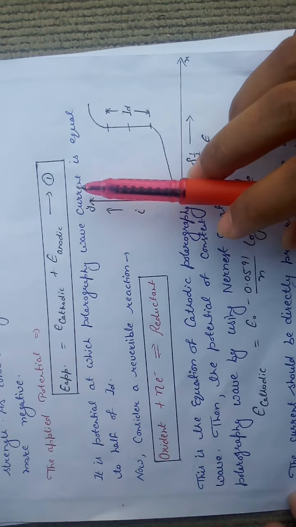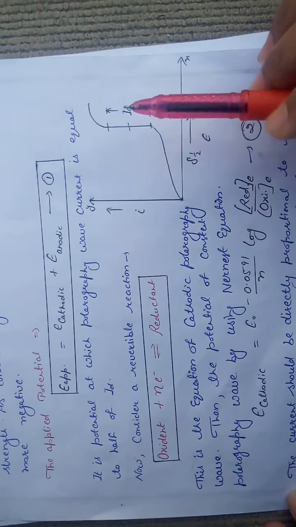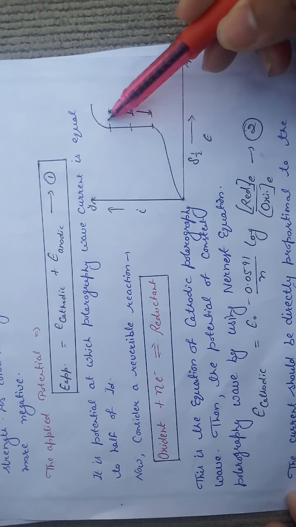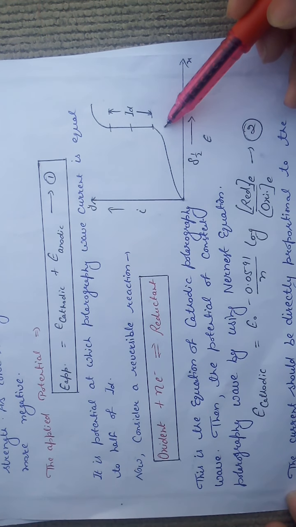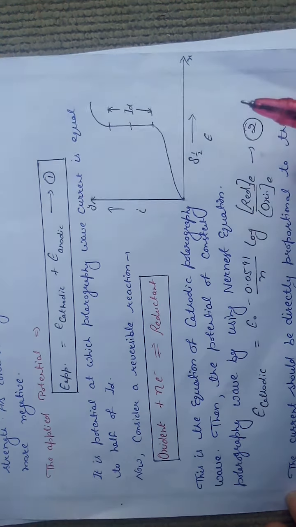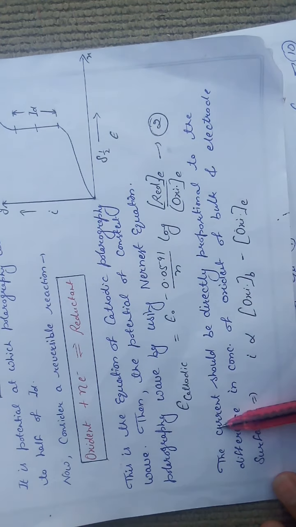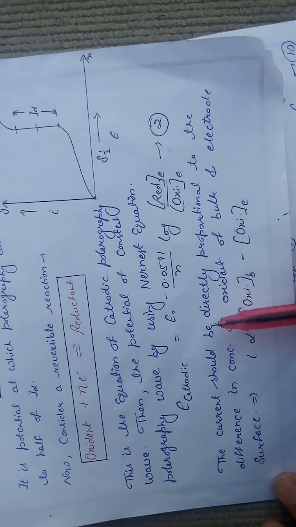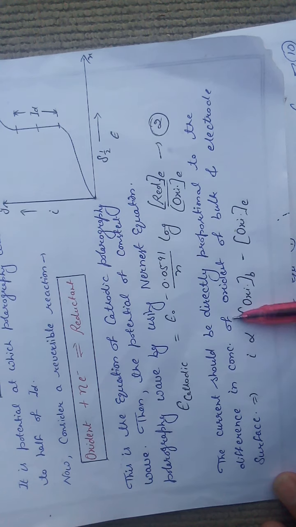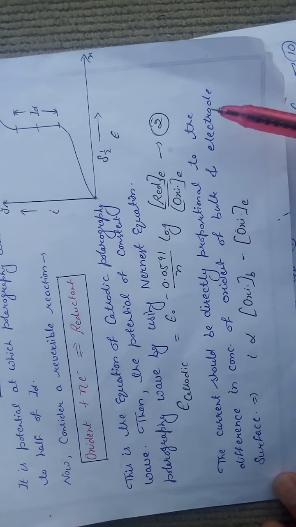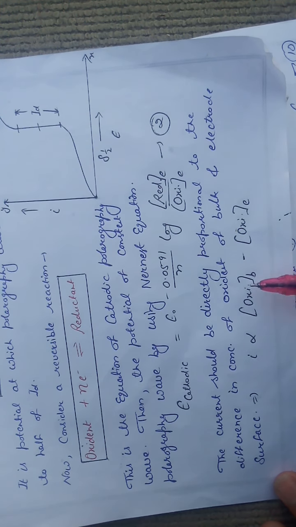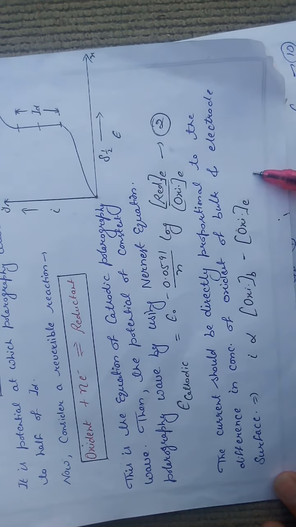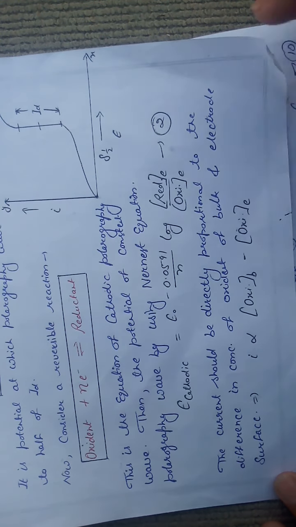You may properly observe the graph from here. The graph will be something like this curve, and this will remain constant for a period of time, right guys? The current should be directly proportional to the difference in concentration of oxidant in the bulk and at the electrode surface. So current is directly proportional to oxidant of bulk minus oxidant at the electrode surface.